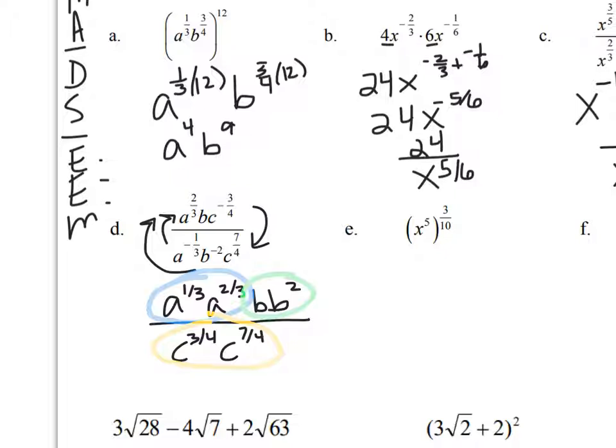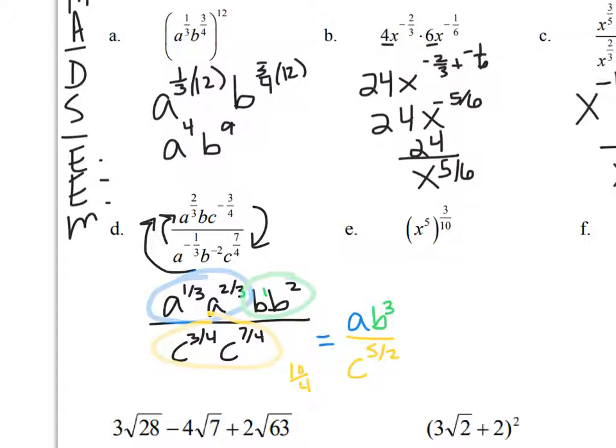So a to the 1/3 plus 2/3 is just going to be a to the 3/3, which is a. b to the first times b squared is going to be b cubed. Over c, 3/4 plus 7/4 is 10/4, which will reduce to 5/2.